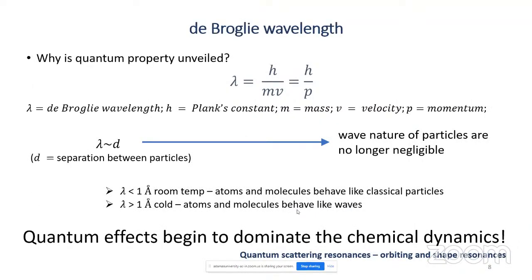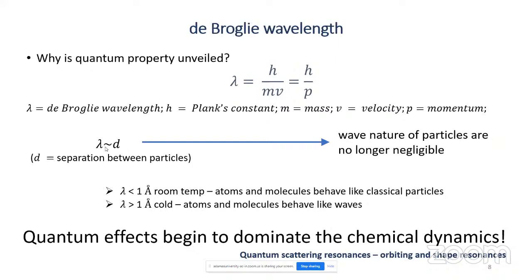So now, before I go further, let us pause a while and revise de Broglie wavelength. So what is de Broglie wavelength? The de Broglie wavelength lambda is given by h by mv, where mv is your momentum. What is generally observed is that when the de Broglie wavelength becomes comparable to the intermolecular separations, then the wave nature of particles can no longer be negligible.